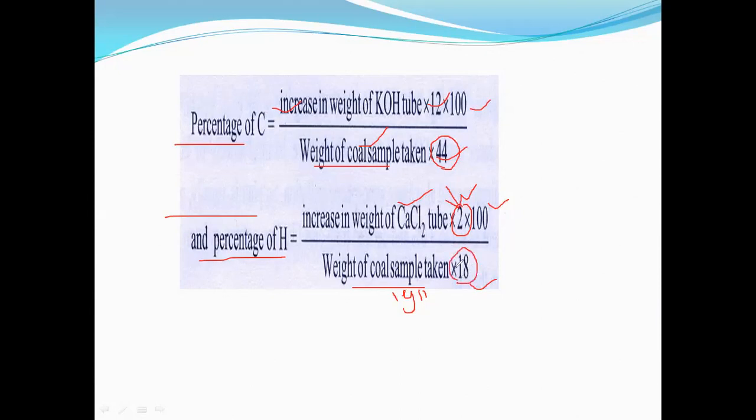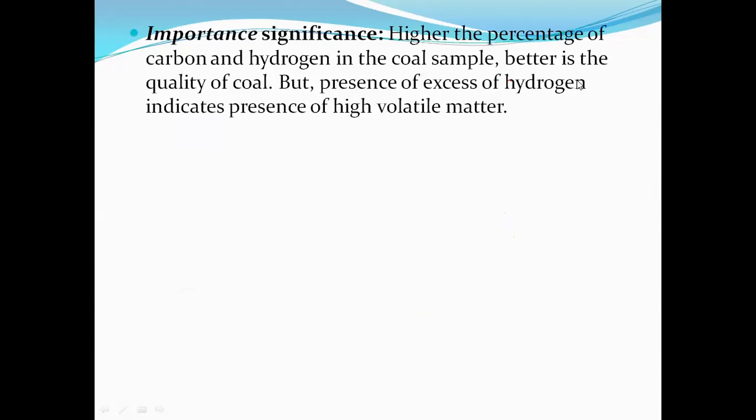Based on these two formulas, we can identify the percentage of carbon as well as the percentage of hydrogen. This process is what we call ultimate analysis. First we see the importance of carbon and hydrogen.